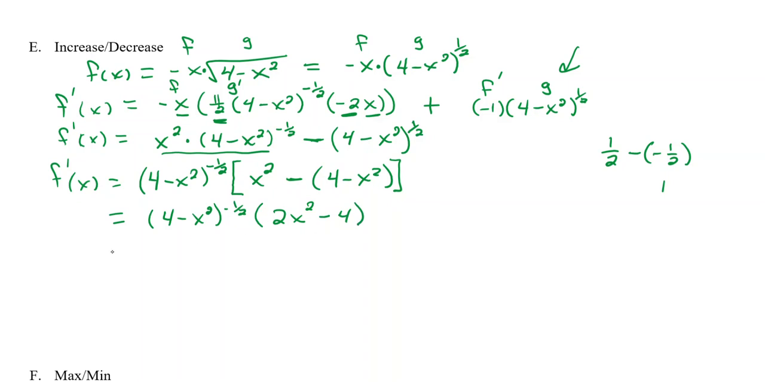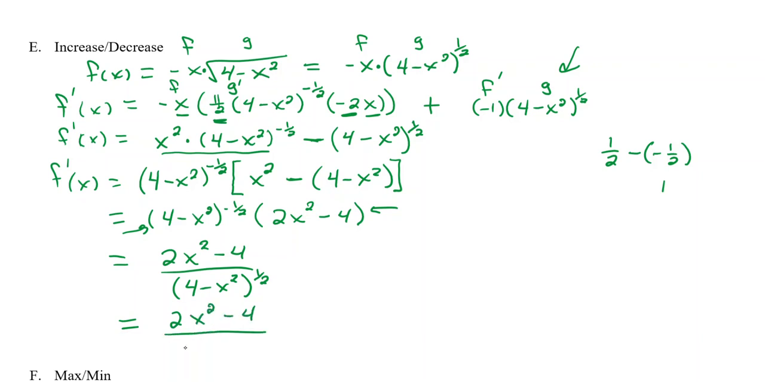And then now I'm going to put things where they go. I'm just going to rewrite this in the denominator and keep this one up in the numerator. So we've got 2x squared minus 4 all over 4 minus x squared to the 1/2. I'm not using the square root now because I'm going to use this again down below when I find the second derivative. But if you like, maybe we can write it one more time with the radical. So 2x squared minus 4 over the square root of 4 minus x squared.